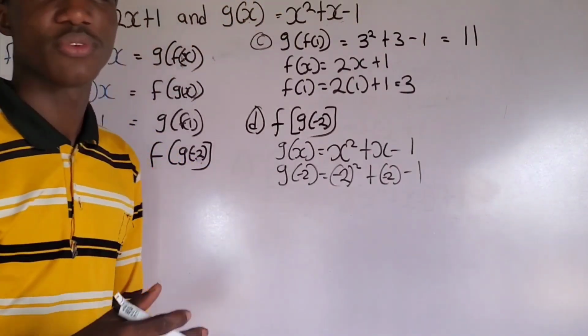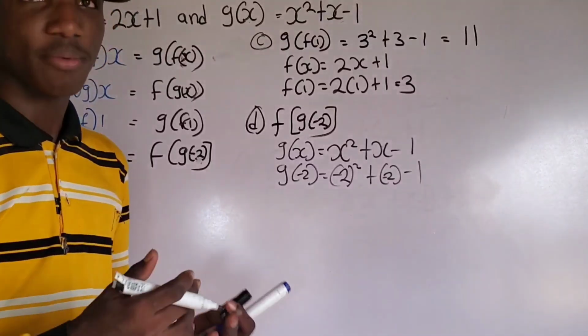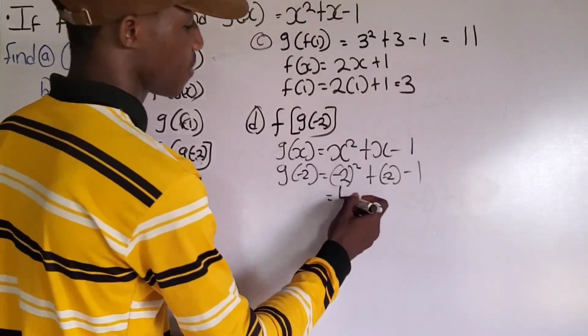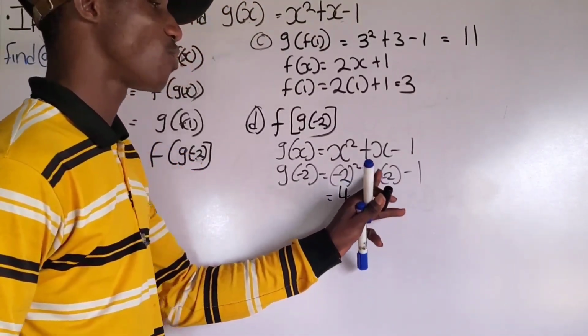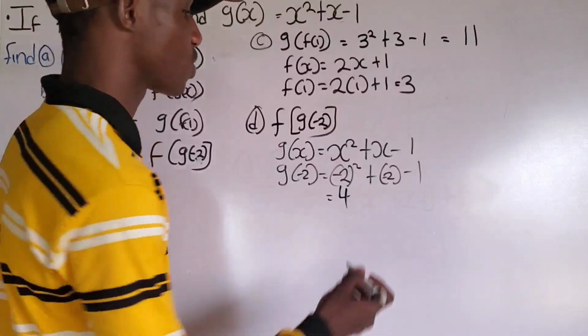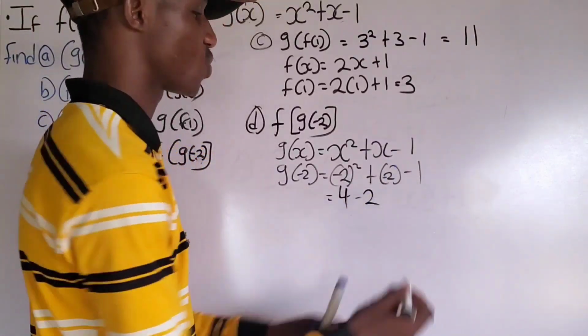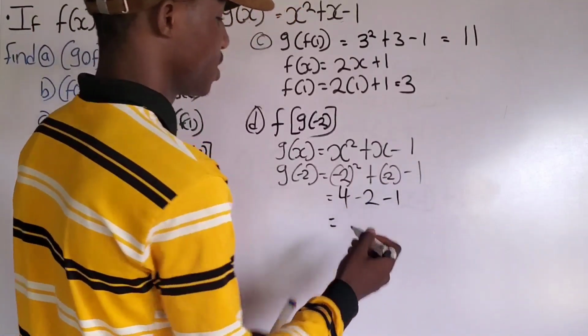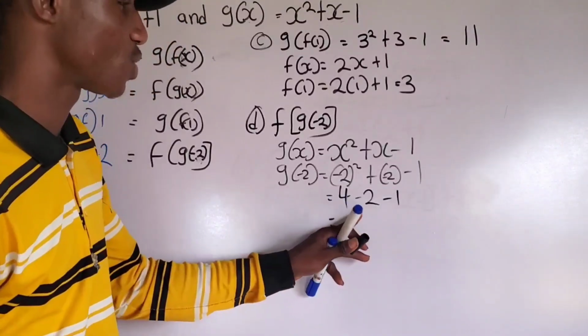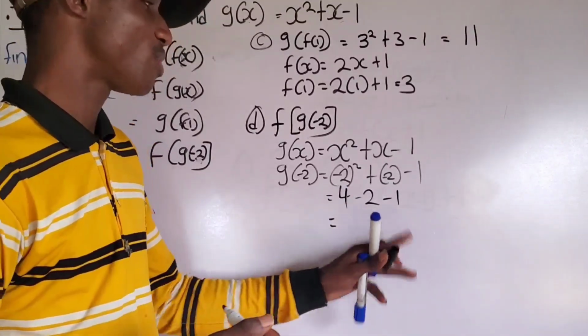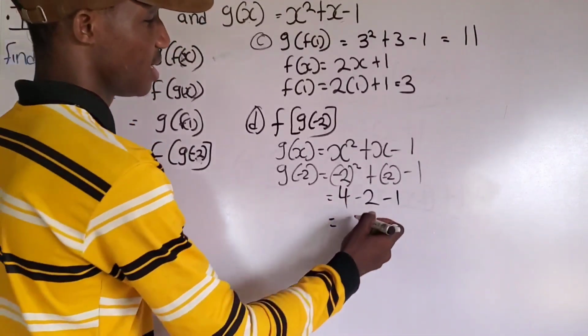(-2) squared will give us what? 4. Yes. I'm going to have 4 plus 1 multiplied by -2. I'm going to have -2 minus 1. So g(-2) will be 4 minus 2, that is 2. 2 minus 1 is 1. Okay? That is also 1.